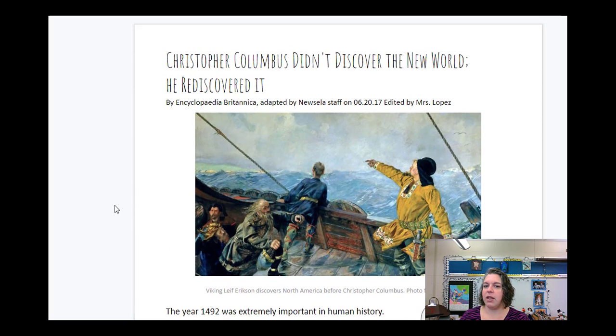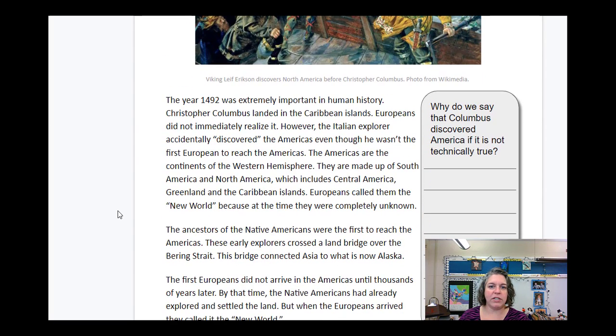Again, this is Christopher Columbus didn't discover the New World, he rediscovered it. The year 1492 was extremely important in human history. Christopher Columbus landed on the Caribbean islands. Europeans did not immediately realize it. However, the Italian explorer accidentally discovered the Americas, even though he wasn't the first European to reach the Americas. The Americas are the continent of the Western Hemisphere. They are made up of South America, North America, which includes Central America, Greenland, and the Caribbean islands. Europeans called them the New World because at the time they were completely unknown.